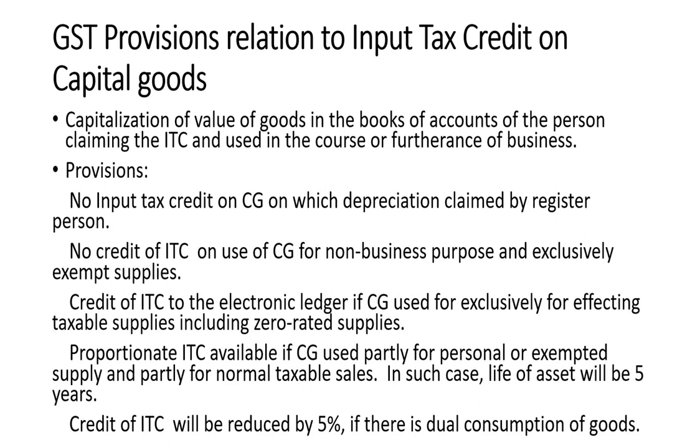The input tax credit for the capital goods will be credited to the electronic ledger throughout the useful life of the asset. Normally the useful life of the asset will be taken as 5 years. So for example, if the goods are used earlier for non-business purpose and later on the same is used for the business purpose, in such case the ITC will be reduced by 5%. So if the goods are used first for non-business purpose and later for business purpose, the credit of ITC will be reduced by 5%.